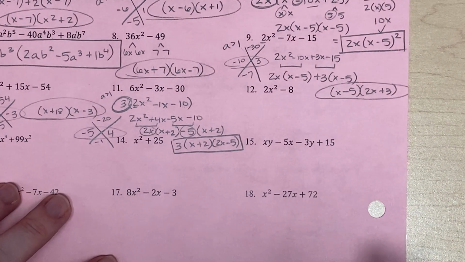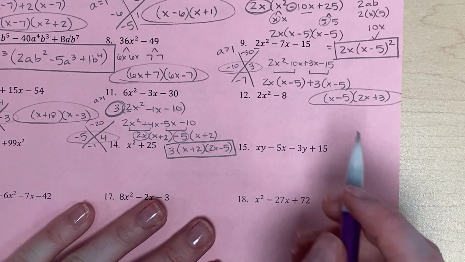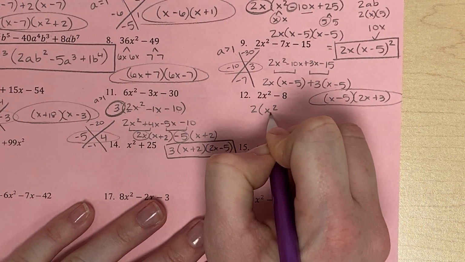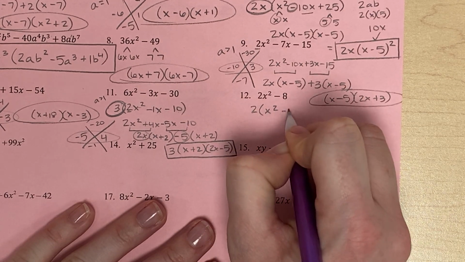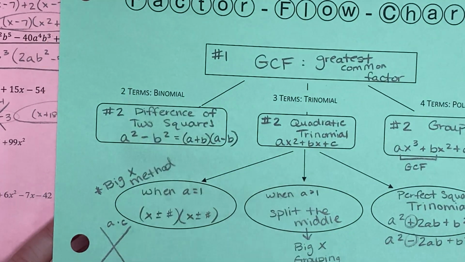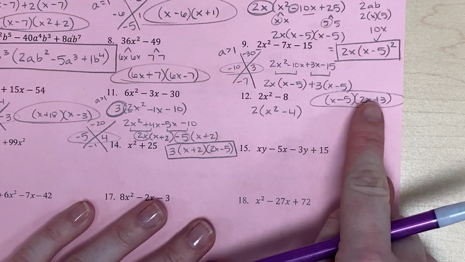For number 12, the first thing you always do is look for a GCF. I know that 2 goes into both of these numbers, so I can factor that out. 2x squared divided by 2 is x squared. 8 divided by 2 is 4. In the parentheses, I'm left with a binomial, which again, the only possibility for that is a difference of two squares. This is a difference.